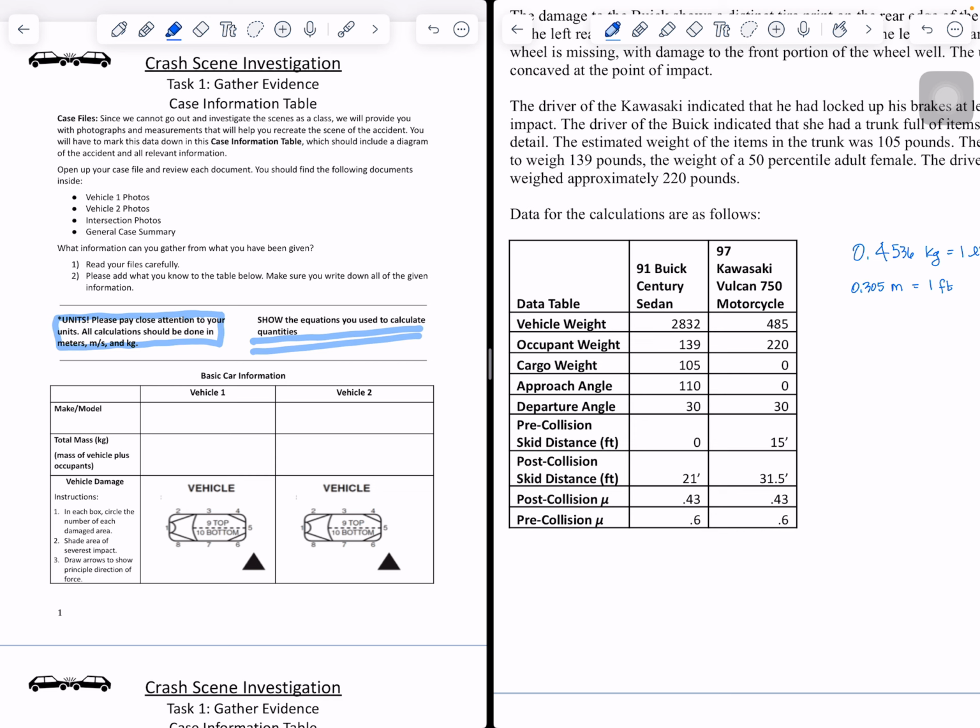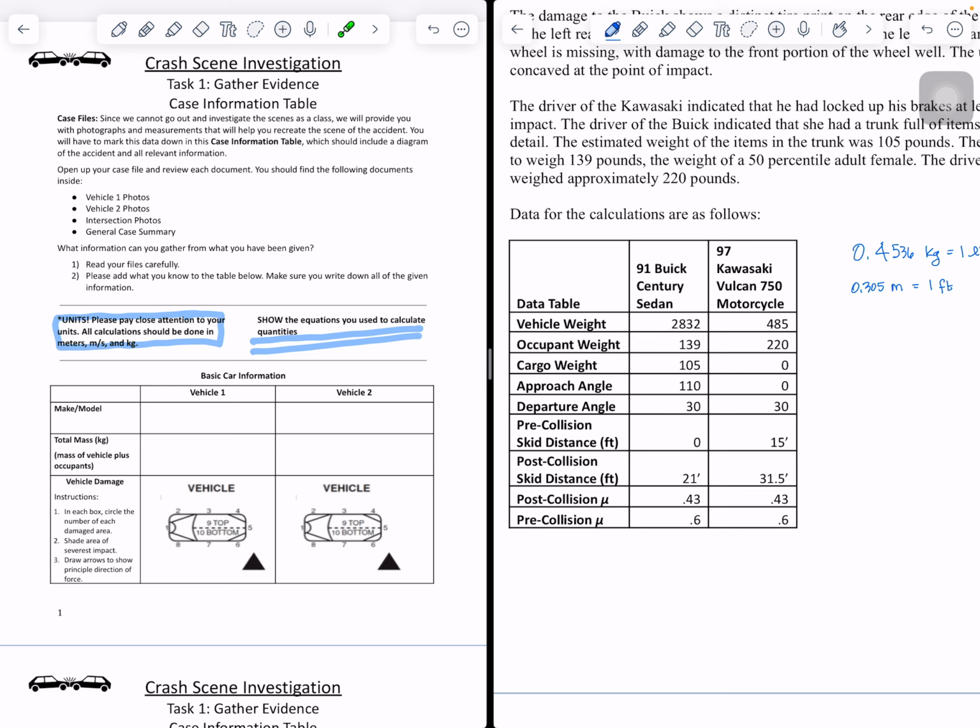If you have them and you get it wrong, then you can resubmit for maximum credit. So I will show you exactly what you need to put in. All right, so the first thing we need to do is get the total mass of the vehicle. And notice that it's the mass of the vehicle plus the occupants. So everything that is crashing has to be in your mass.